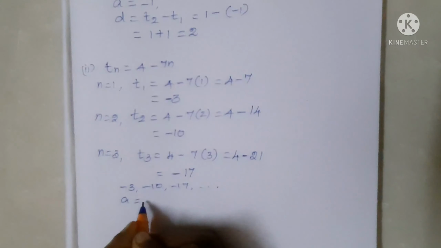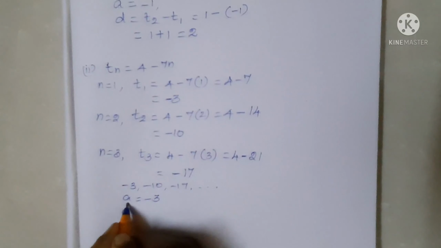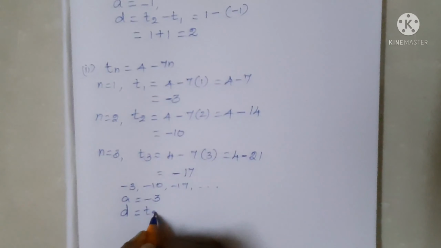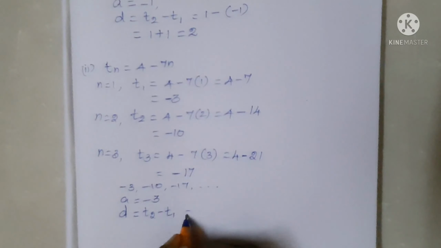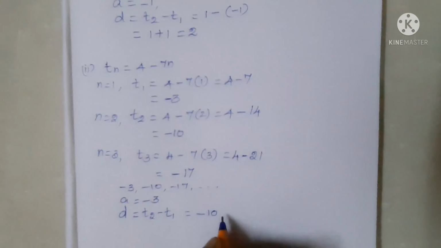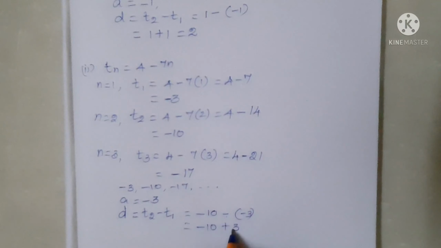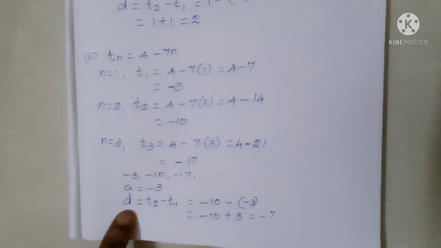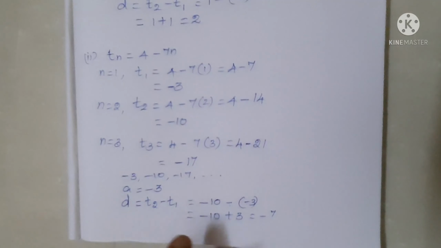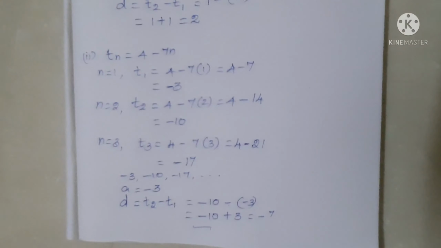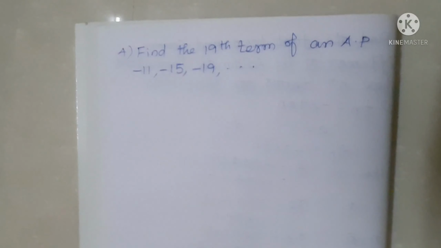Then what is A? A is equal to the first term, minus 3. Then what is D? D is equal to T2 minus T1. You subtract the second term, minus 10 minus of minus 3. That becomes minus 10, minus into minus plus 3. That is equal to minus 7. So D is equal to minus 7, A equal to minus 3. That is the answer for the second one. Then we have to go to the next.